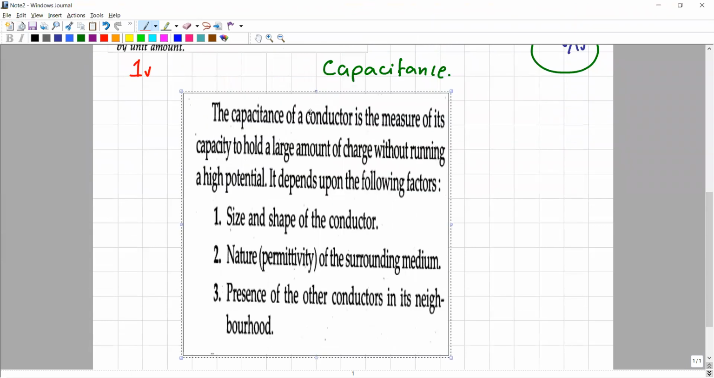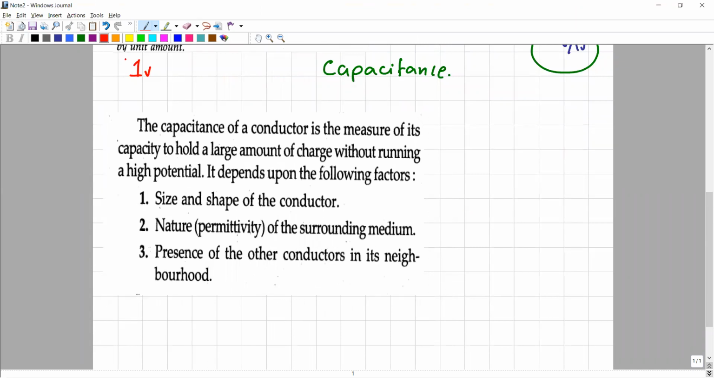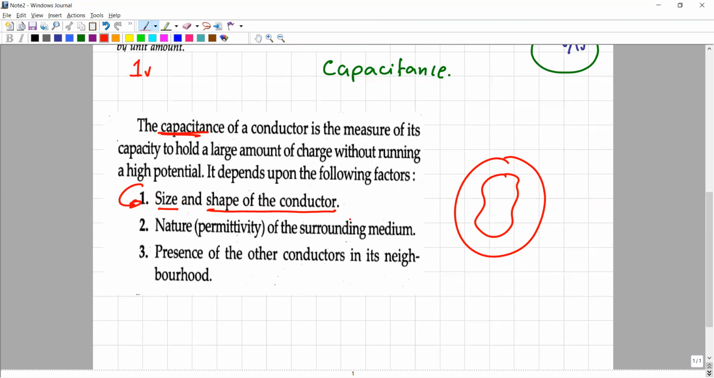Now, this capacitance, that is this ability of this conductor, what does it depend upon? First, it would depend upon the size and the shape of the conductor. How a conductor looks, it might be a sphere, it might be a cylinder, it may be a non-symmetrical structure, it may be a hollow structure, any kind of conductor. So capacitance depends upon the shape and the size. Then the next is the nature or permittivity of the surrounding medium.